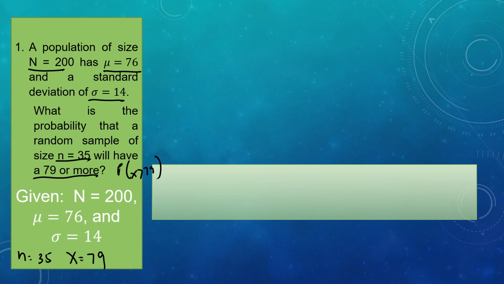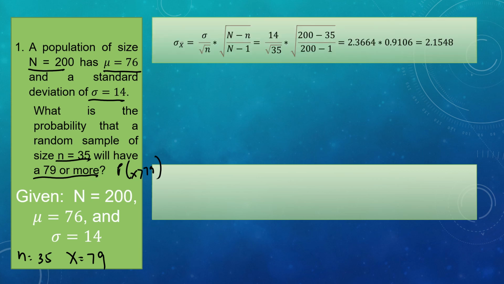Now, what is the first step? The first step is to apply the concept of the central limit theorem. We will be applying the formula sigma sub x bar equals sigma over the square root of n times the finite correction factor. By substitution, instead of sigma we write 14, the value of sigma. Instead of small n, we write 35, times the square root of capital N, which is 200, minus small n, which is 35, all over 200 minus 1.